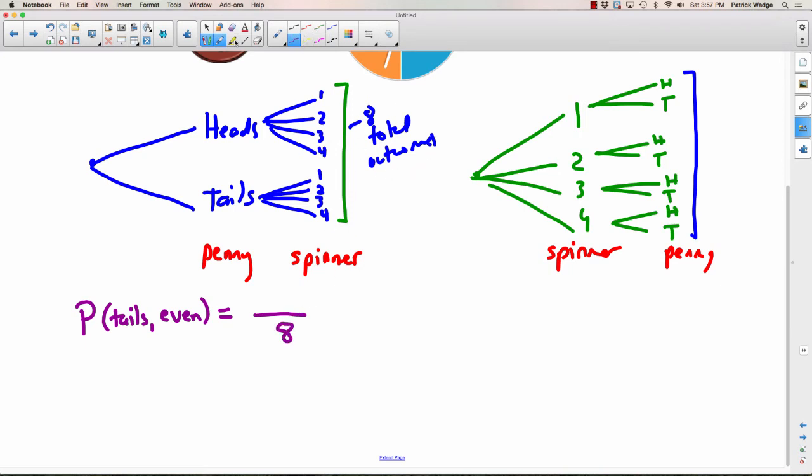So, of those 8 total outcomes, how many of them are tails and then even? Well, it couldn't be any of them up here because that's heads. So we can start by just looking down here where it's tails. Which ones are even? Well, tails and 2 is even, and tails and 4 are even. That's it. Tails 1, that's odd. Tails 3, that's odd. All these ones up here, even the 2 and the 4, don't worry about those because it's heads. We want tails. So there were only 2 of the pathways that gave us tails and even. So our probability is 2 over 8. Of course, you would put that in lowest terms and put 1 over 4.